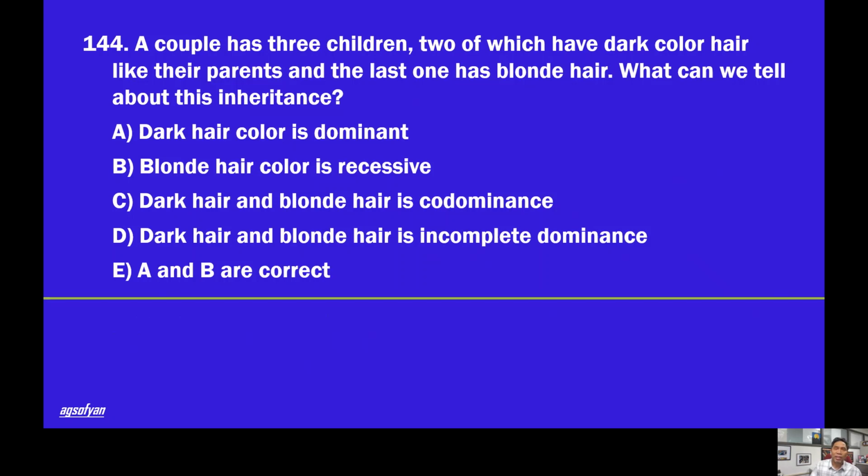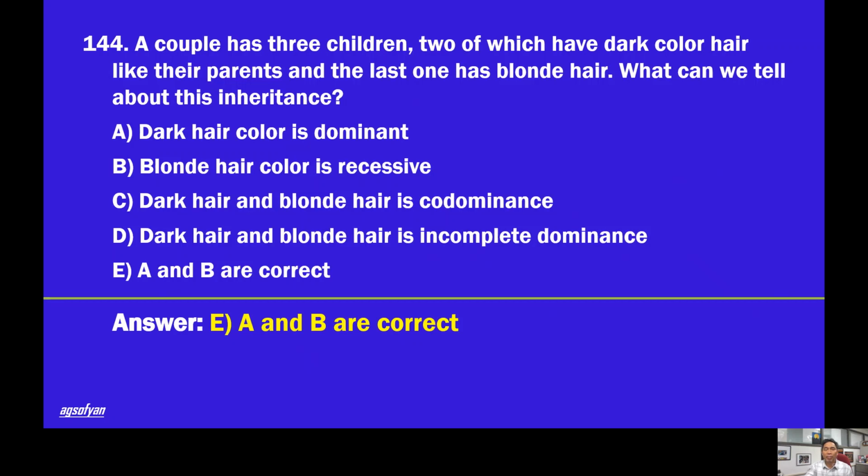144. A couple has 3 children, 2 of which have dark color hair like their parents, and the last one has blondie hair. What can we tell about this inheritance? Dark hair color is dominant, blondie hair color is recessive, dark hair and blondie hair is codominant, dark hair and blondie hair is incomplete dominant, or A and B are correct. Choose your answer. Yes, the answer will be A and B correct.